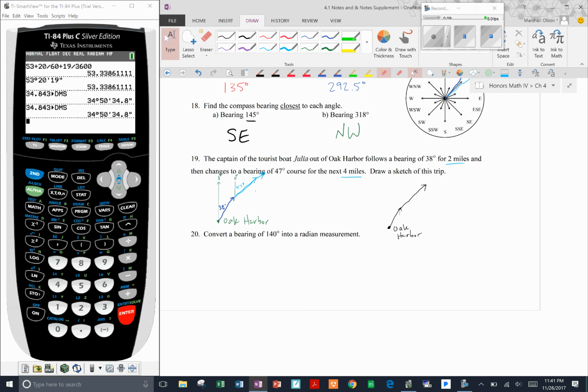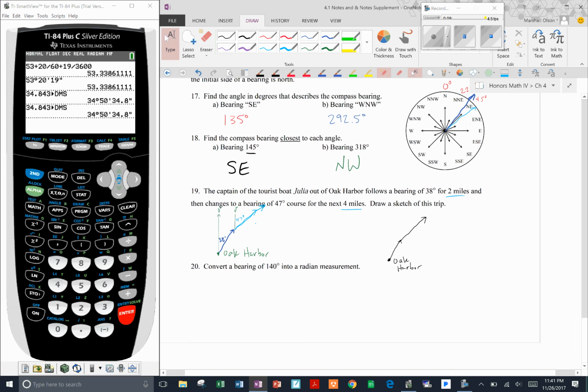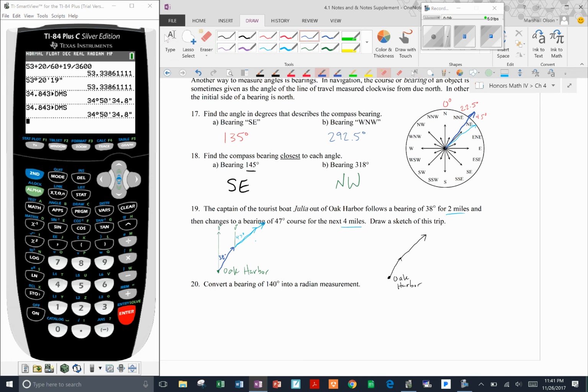Now they want us to convert a bearing of 140 degrees to radian measurement. So 140 degrees as a bearing would be from north. We know that this would be 180 degrees. This would be 90 degrees. And this would be 135, halfway into the fourth quadrant there. So 140 is going to be a little bit past that.